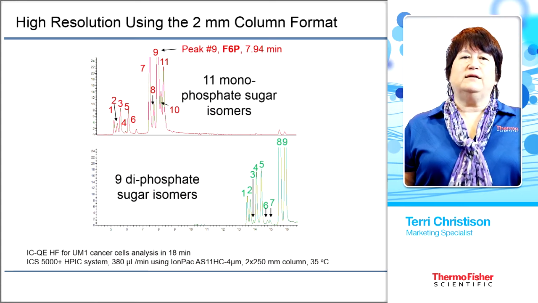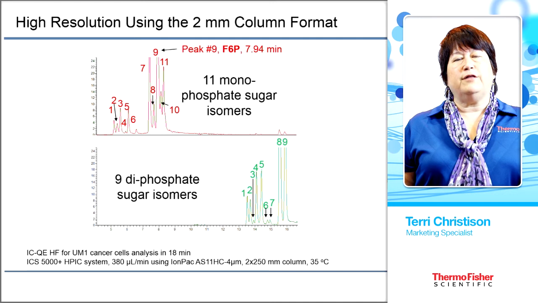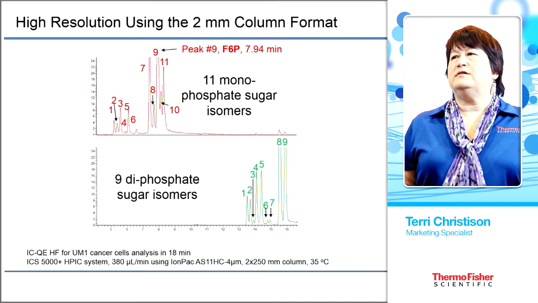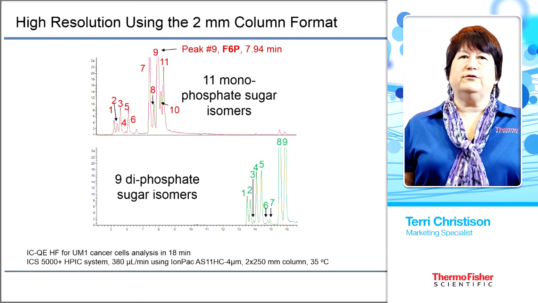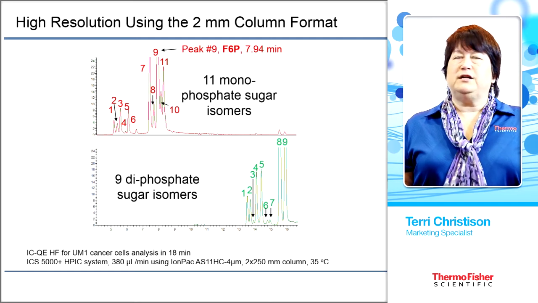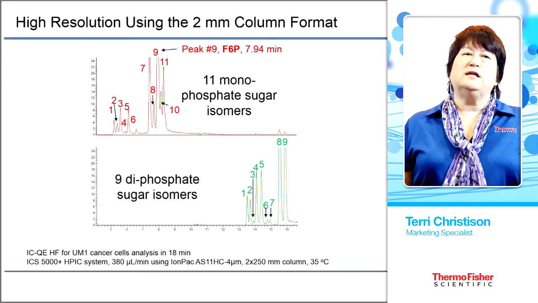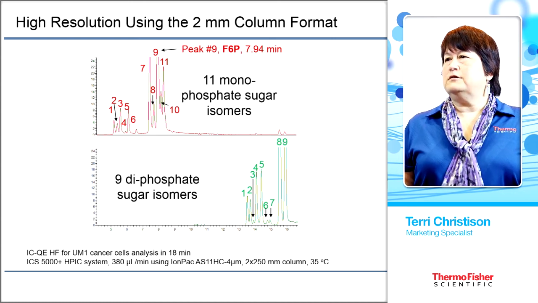I mentioned earlier that we also did the method on a 2 mm format, and of course we verified that we still have the same great resolution for these difficult sugar phosphates. So we're able to get 11 monophosphate sugars and 9 diphosphate sugars.